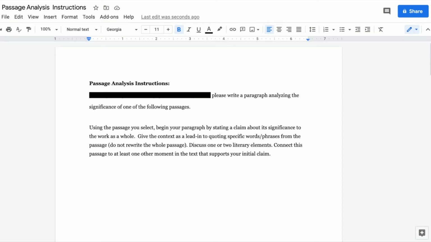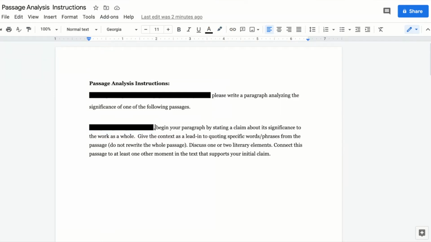So let's move down to the next section. Using the passage you select, begin your paragraph by stating a claim about its significance to the work as a whole. In this sentence, I would say that I could black out this section right here. In the sentence above, it already lets me know that I'm going to be using one of the following passages. So this section right here is just repeating that information. So again, I'm going to go up to this highlighter button and just highlight it black.